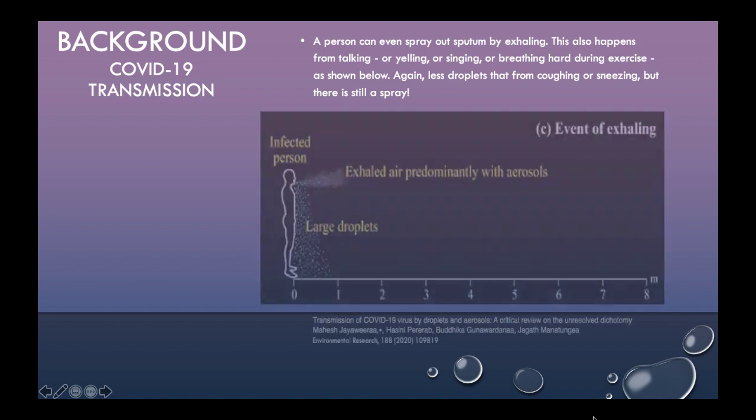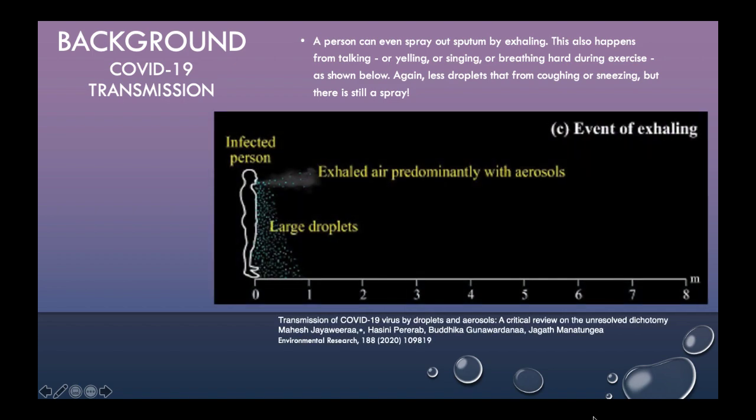A person can even spray out sputum by exhaling. This happens also from talking or yelling or singing or breathing hard during exercise, as shown below. Again, less droplets than from coughing or sneezing, but there's still a spray.